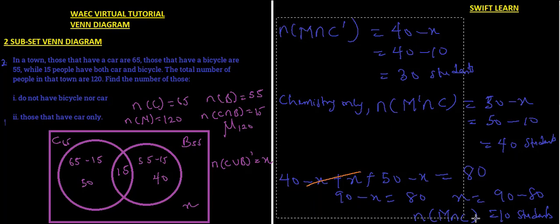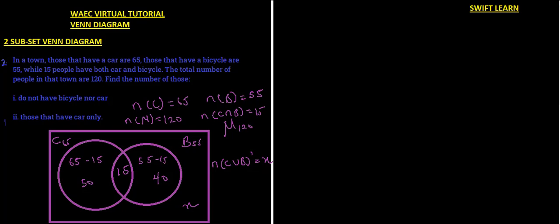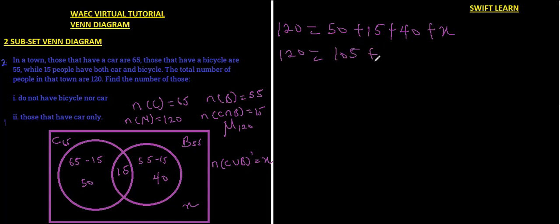Alright, so I'll wrap up my screen, my board, and I'll move on. Okay, now let's work this out. So 120, remember the adding something I told you, is equal to this 50 plus 15 plus 40 plus x. We are not using the formula now because the formula will not really work in this case. So you can use this, very reliable. I have 120 equals 50 plus 15 is 65 plus 40, that's 105 plus x.